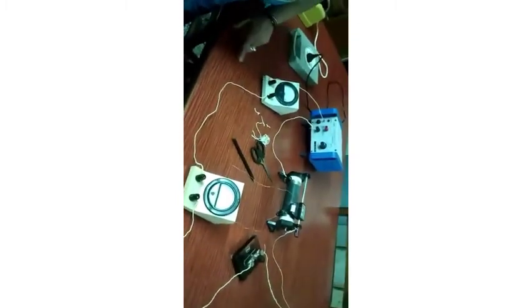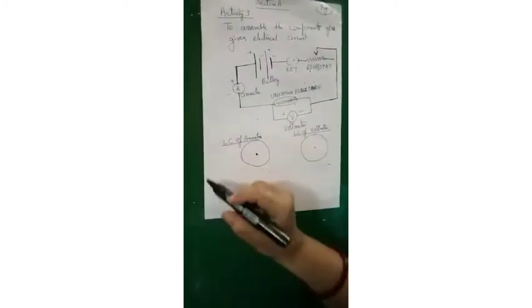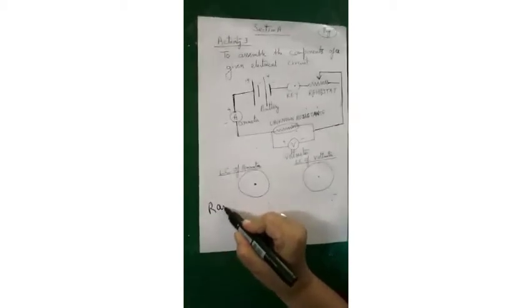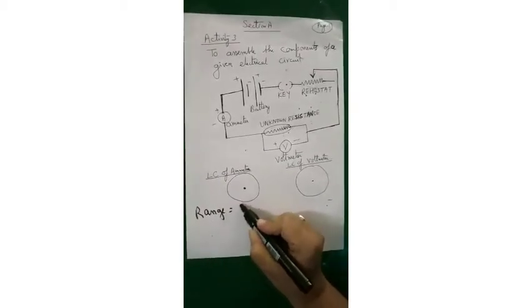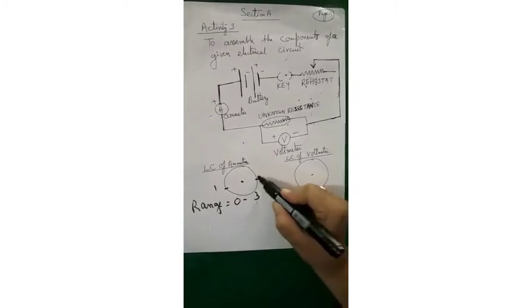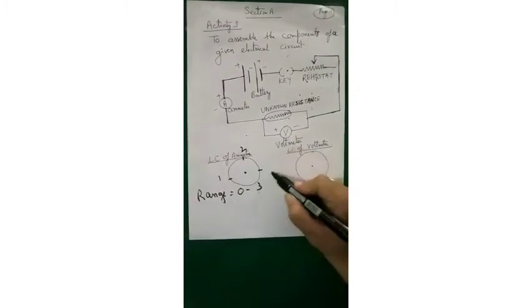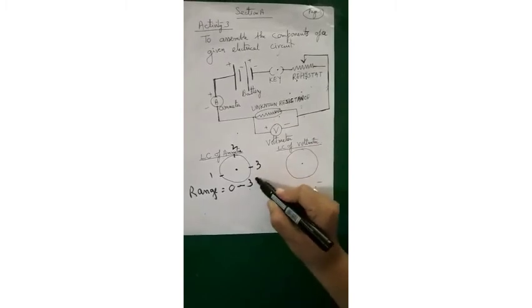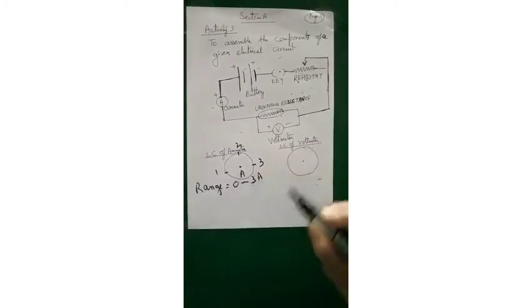Now let me see what we have seen here. Now here least count of the ammeter we have to find out. For this the first thing is I will write here the range of the ammeter. Range. It is 0 to 3 because you have seen in the apparatus 1 and here is 2 and here is 3. So 0 to 3 ampere. This is the ammeter.